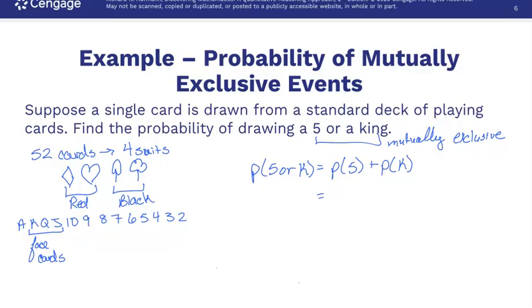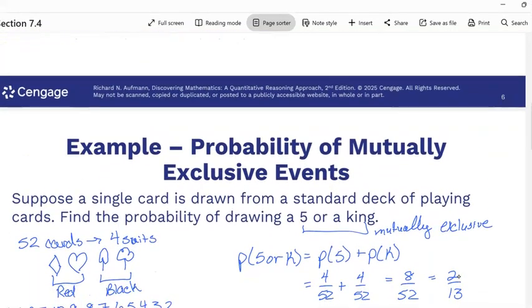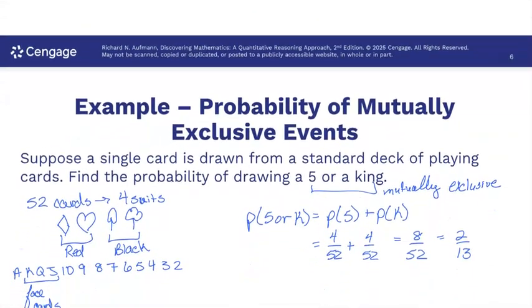So for the probability of drawing a 5, there are going to be 4 5s, one from each suit, out of 52. And there are going to be 4 kings, one from each suit, out of 52. So my total would be 8 out of 52. If we reduce that fraction, that would be the same as 2 out of 13. So how would that change if the events are not mutually exclusive?